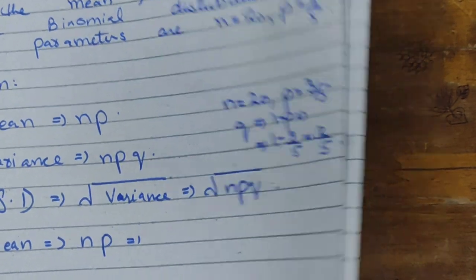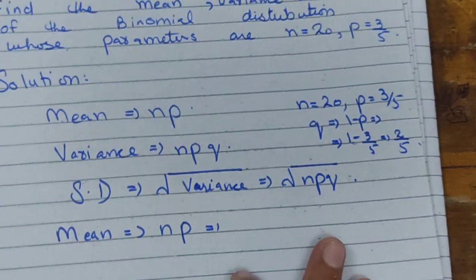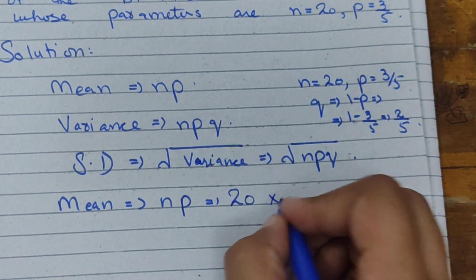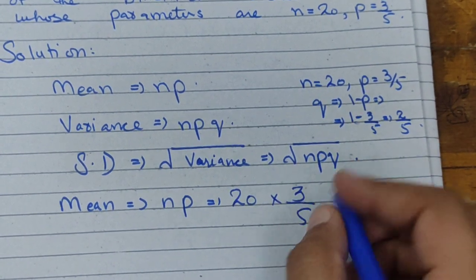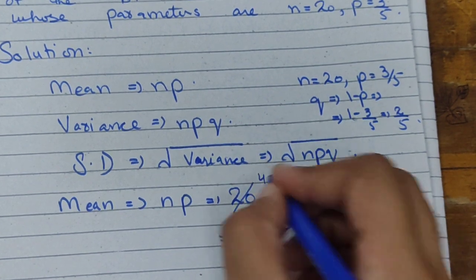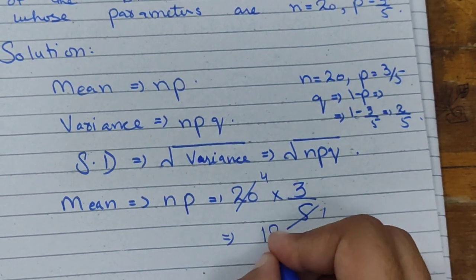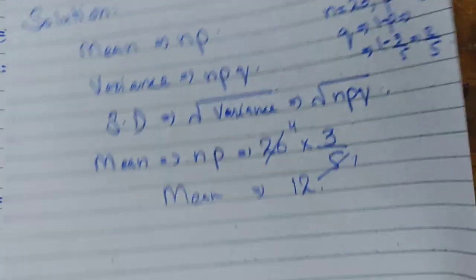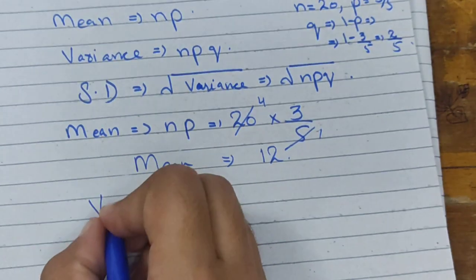Clear? So what is the mean? The mean is np. The n value is 20 and the p value is 3 divided by 5. So 5 ones are 5, 5 fours are 20, so 3 fours are 12. So the mean is 12.